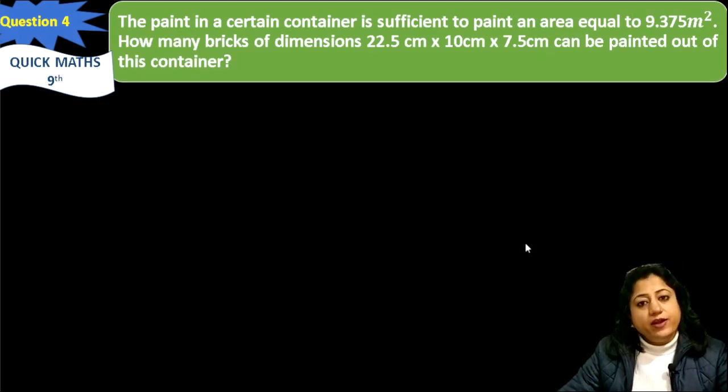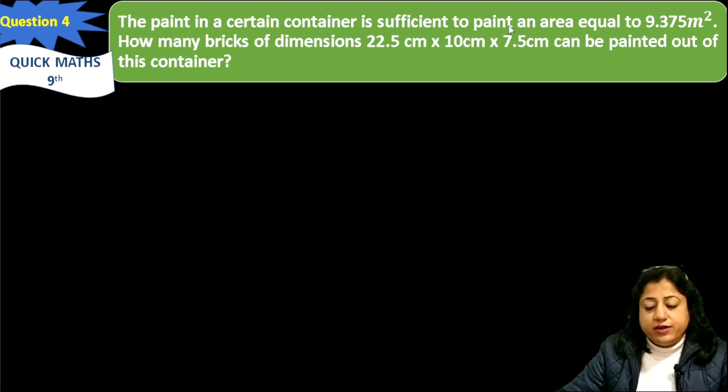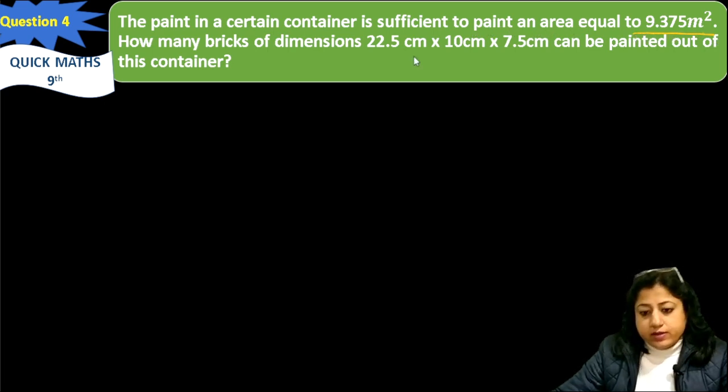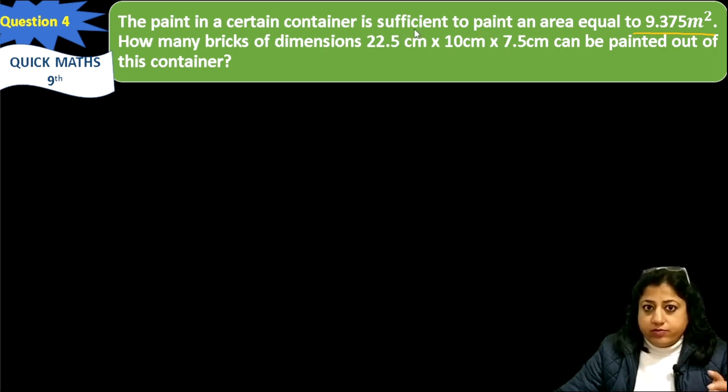Exercise 13.1, question number 4. The paint in a certain container is sufficient to paint an area equal to this one. So first of all, he is saying that there is a certain container, and the paint is kept in the container, and it is sufficient to paint an area equal to this.